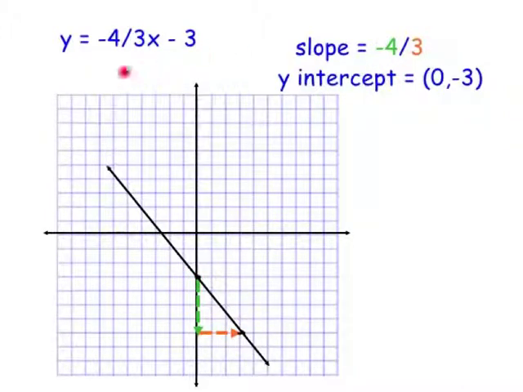So the slope then would be -4/3 x. y always stays y, x always stays x, in the equation. This is the slope. It tells us what direction the line is going to go, what direction it's going to point in, and whether it's positive or negative. You can see this is going downhill. This is a negative slope. It has a negative in front of the 4, which meant that we went down 4.